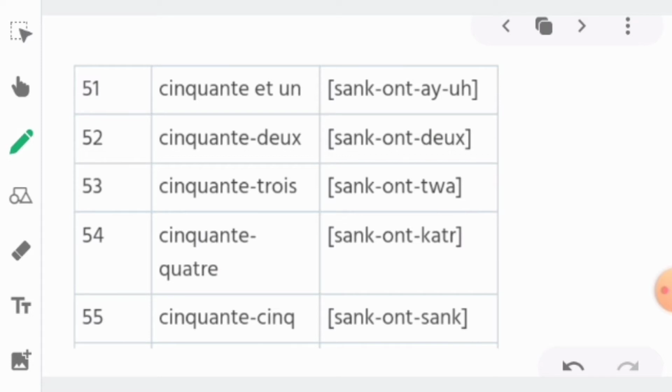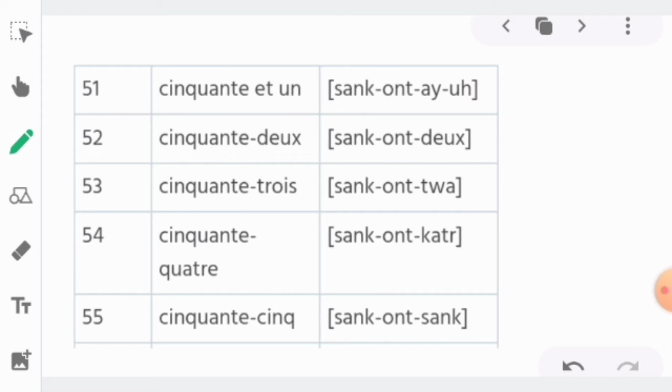Okay, so another thing you will remember is that if you are writing et in between the words, then you will not put a dash in it, and if you are not writing et, then you will put a dash. Like you can see, when we write et in 51, there is no dash in between, but in 52 you can see there is no et, so there is a dash in between. So you should remember this.